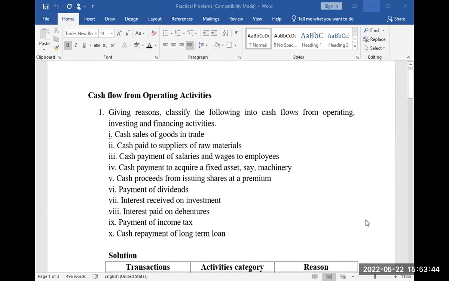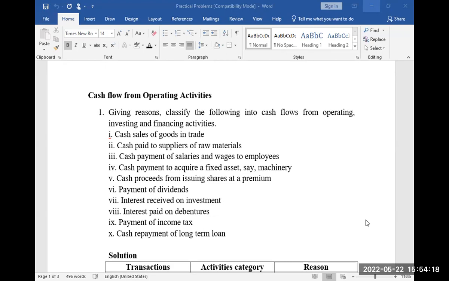So the second example given here is cash paid to suppliers of raw materials. What activity is it? Operating activity. Third one, cash payment of salaries and wages to employees. Operating activity. For our own employee, we are giving salary. What is the purpose of an employee? To keep the business in operation. That's why it's called operating activity, cash outflow.